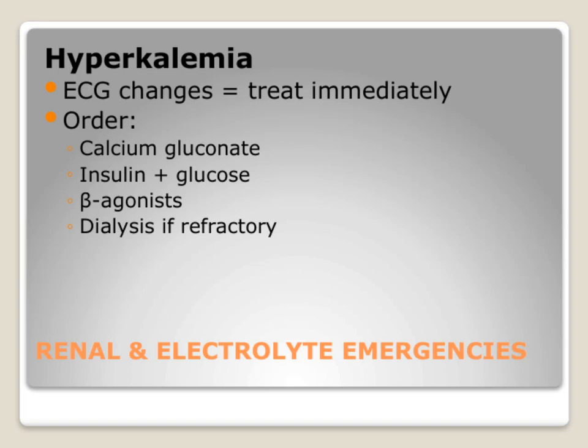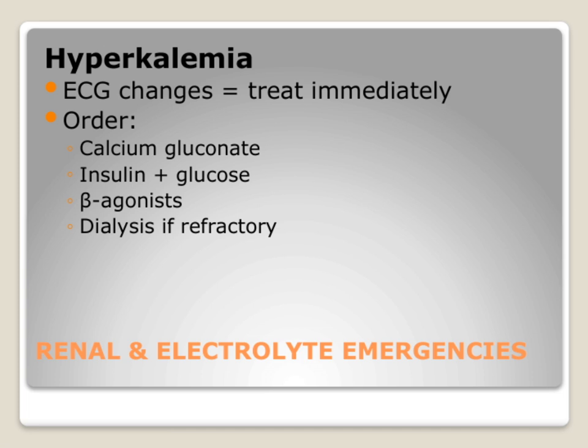Let's talk about hyperkalemia and why it's so critical to recognize quickly. When you see ECG changes suggestive of hyperkalemia, it's a sign that we need to act immediately. These changes can include peaked T waves, widened QRS complexes, or even sine wave patterns, all of which indicate dangerous levels of potassium in the blood. The first step is to stabilize the cardiac membrane, and for that, we use calcium gluconate. It doesn't lower potassium levels, but it helps protect your heart from the effects of high potassium.